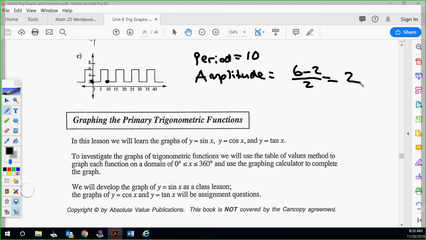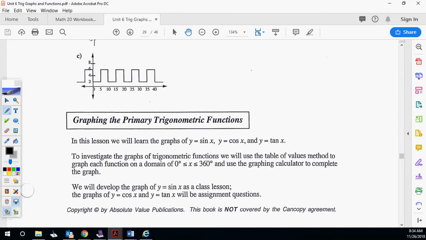All right, so let's get the actual trig functions here a bit. So in this lesson, we'll learn the graphs of sin x, cos x, and tan x. To investigate the graphs of them, we're going to stay within the values of the domains of 0 to 360. To complete, we'll develop the graph of y equals sin x in this class lesson. The graph of y equals cosine x and tan x will be assignment questions.